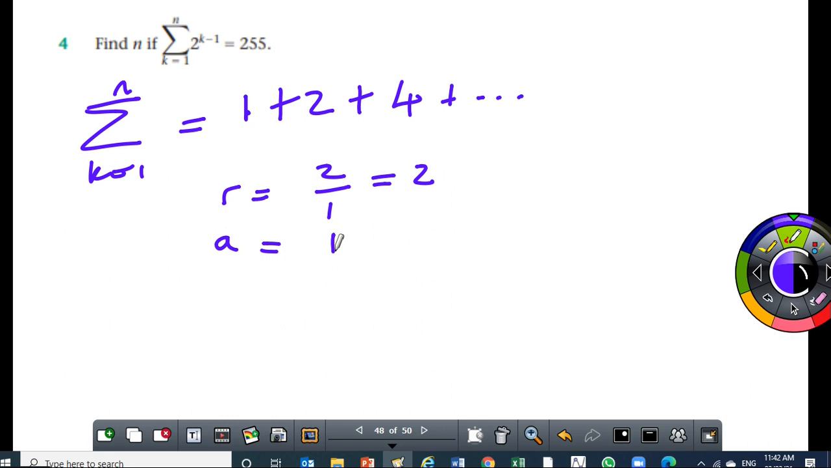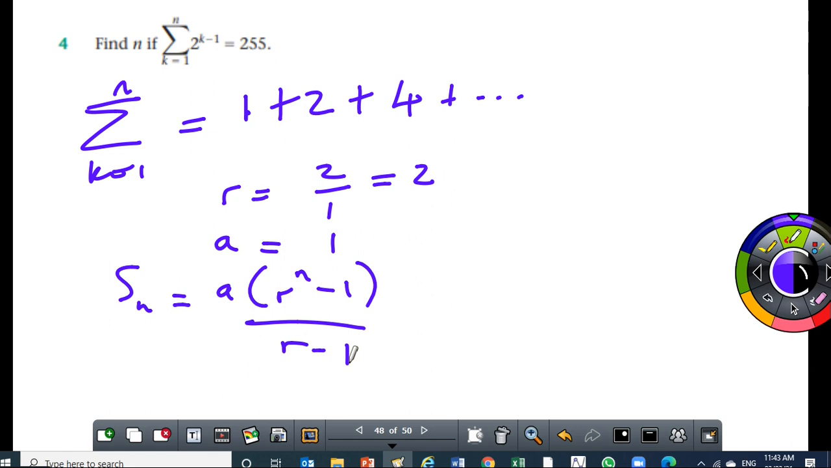Which formula should I use? I must use Sn equal to a times r to the power of n minus 1 over r minus 1. We are using this formula because the series is geometric. Or you can say the series is exponential if you want, because a geometric sequence is also called an exponential sequence. Be very careful. Make sure you know the difference, because some learners may use the formula for an arithmetic series. I've seen it happening in the past.